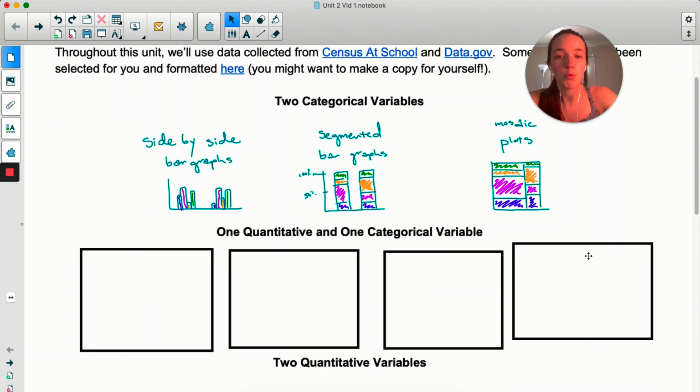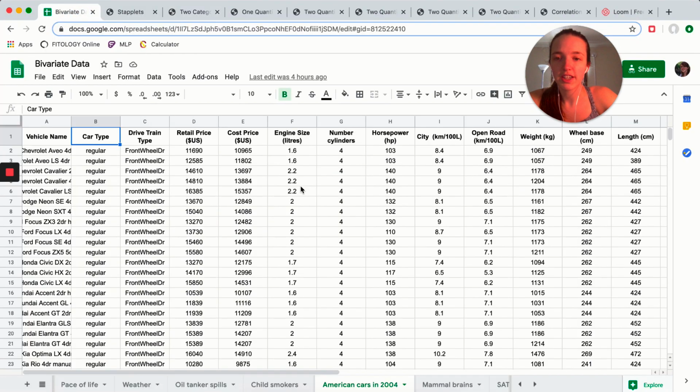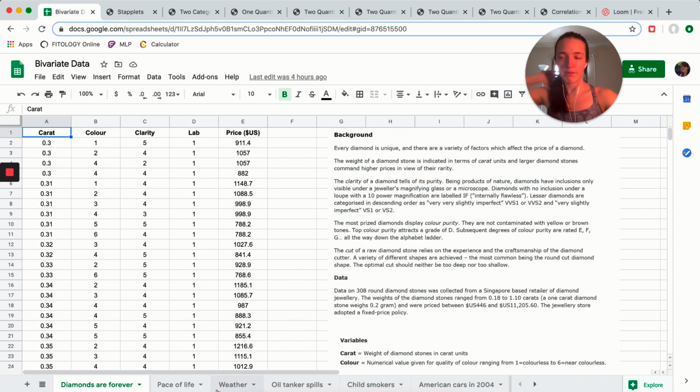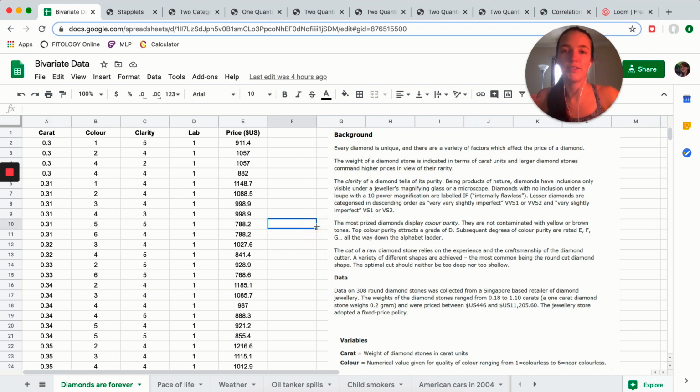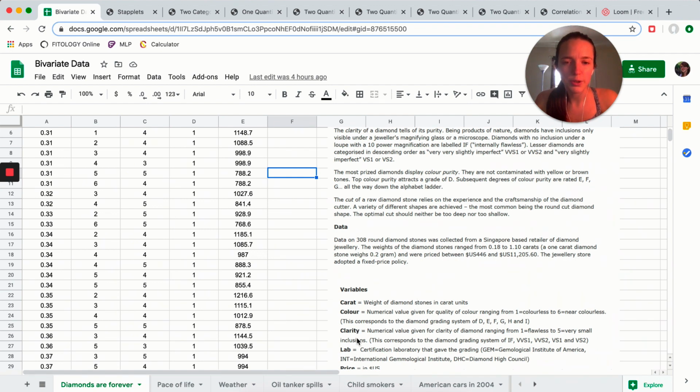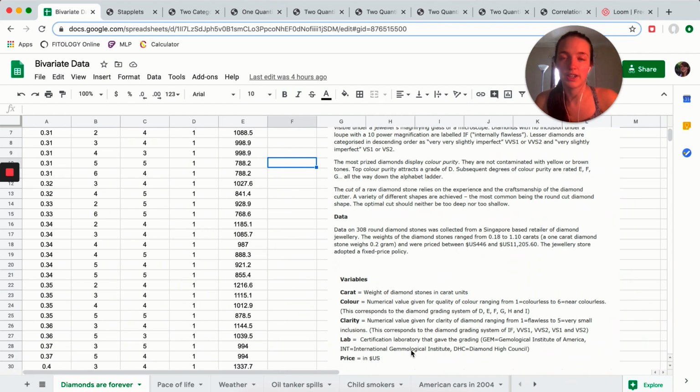Now, we can also look at one quantitative variable and one categorical variable. For this one, I want to look at a data set that's not quite as overwhelming. So this first one is about diamonds. I forgot to mention that in each sheet along the bottom, I've copied an image just showing you where the data came from, what each variable means. So here, these are all different diamonds, the price of them, the carat, the color, the clarity, and then this lab variable is who certified it or gave it the rating.